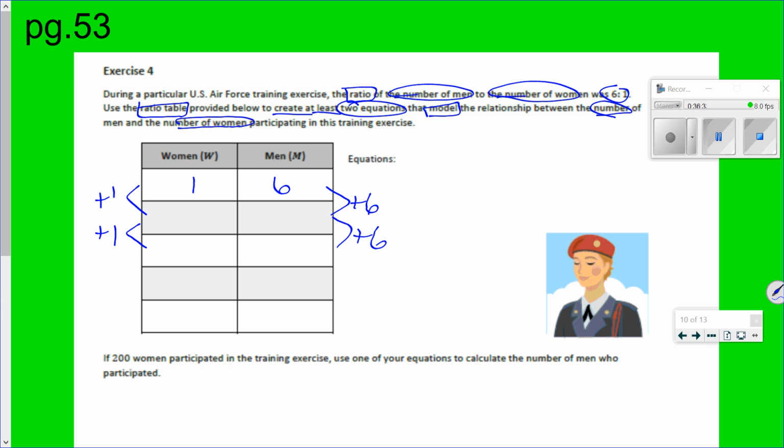Guys, please don't forget to show your work. I hate when I have to take points off for silly stuff like that, because it's not too hard to do. Okay? So then we got 24 and 30. So we've now got our table built. Now, to build the equations is even easier. So easy that it indeed should make you smile.